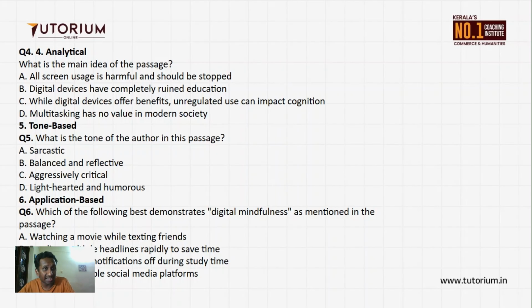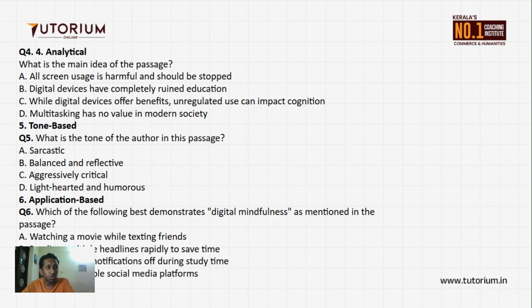No, it does not suggest that. So the only possible answer is, while digital devices offer benefits, unregulated use can impact cognition. That is essentially what the passage says. So it's a balanced passage. It is talking about both the positives as well as the negatives. So it's a balanced, neutral passage. So C is the right answer.